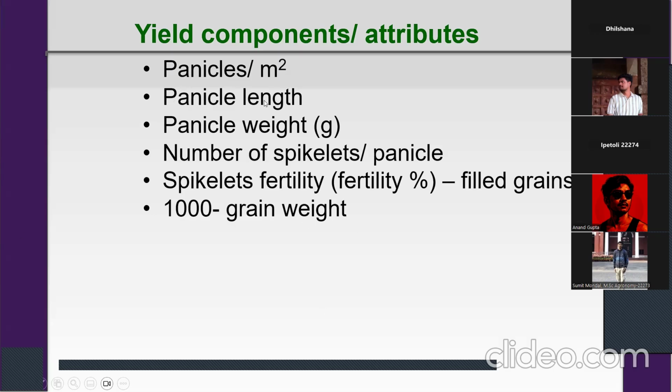You need not mention panicle length and panicle weight. These are used in some cases in breeding programs.